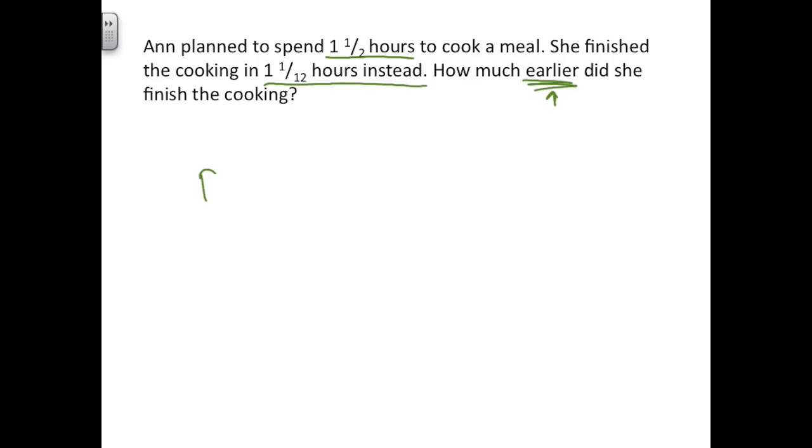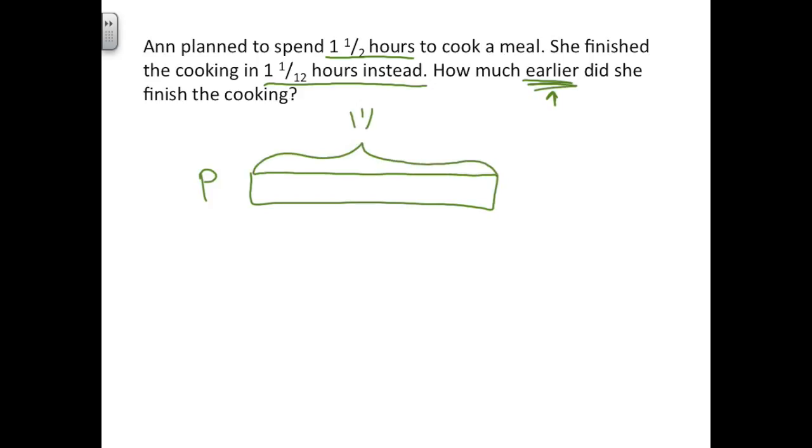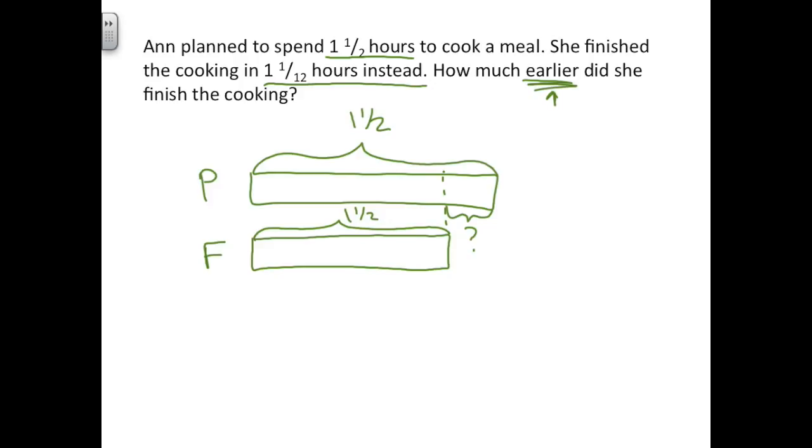So this would be how much she planned to spend cooking the meal, 1 1/2, and then how much time she actually finished cooking the meal, 1 and 1/12, which we know is a little bit smaller. So I'm comparing these. I want to know how much earlier did she finish the cooking. So we solve through subtraction. Oops, that should say 1/12. So I'm going to solve through subtraction. 1 and 1/2 minus 1 and 1/12.